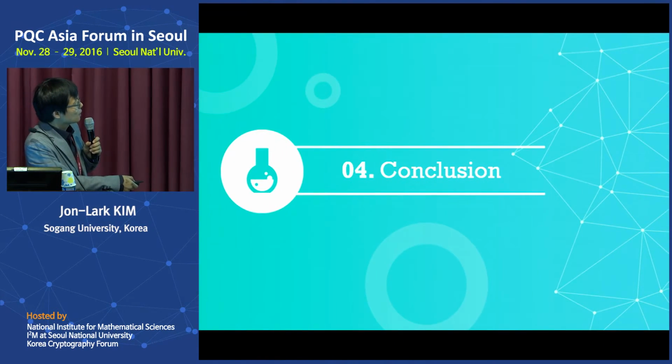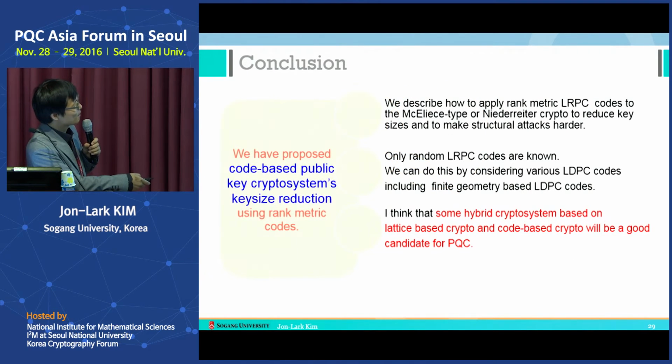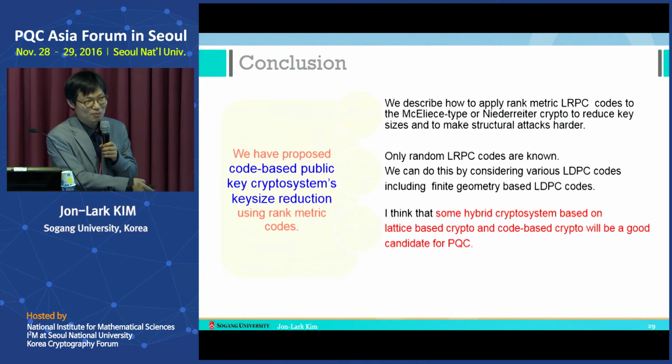As a conclusion, here is my personal point of view. Code-based crypto systems were used and studied by coding people and some cryptographers. And lattice-based systems are studied mostly by number theorists, and LWE is also another crypto system. But they have some good things and bad things. So if we want to build a very good crypto system, maybe we combine all the good things together. So basically, maybe some hybrid crypto system based on lattices and codes will be a very possible crypto system in the future. Okay. Thank you for your attention.